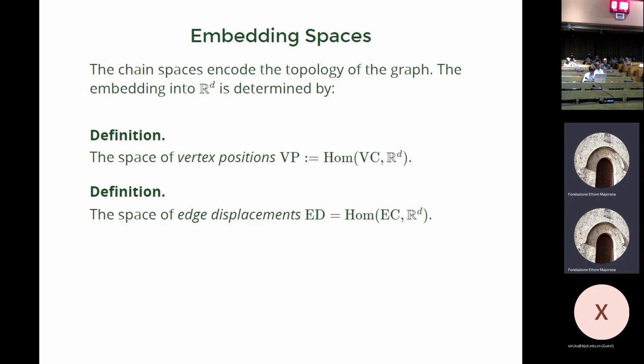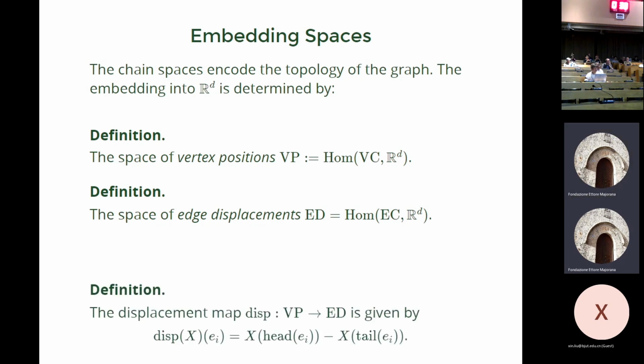And I'm calling it HOM because I'm going to do some stupid functorial thing in a second. So abstractly speaking, this is the collection of linear maps from VC to RD. You can also think of this as just matrices, if that is less annoying. And so likewise, the vertices go wherever they go, and then there are edge displacements, and this is really like, what vector is this edge vector in space?